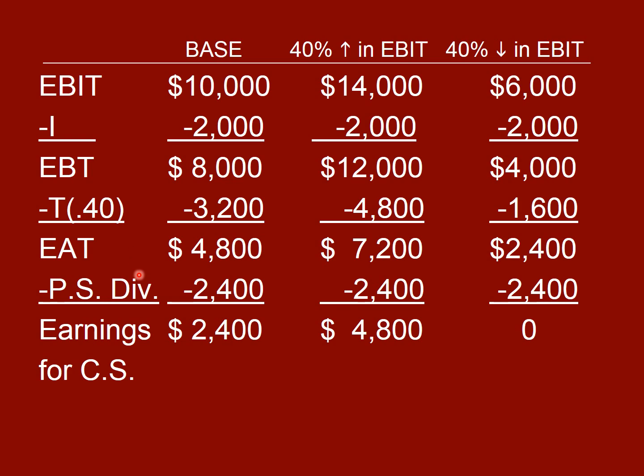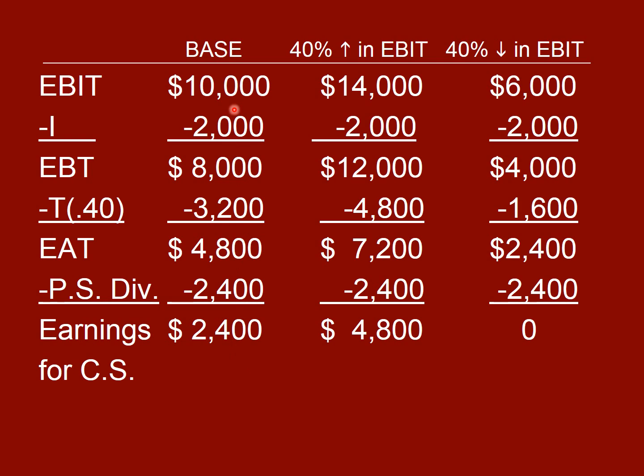Then we subtract our preferred stock dividends of $2,400, right? Because there were 600 shares at $4 per share, so we got preferred stock dividends of $2,400. Leaves us earnings available to common stockholders of $2,400. Okay. So now let's see what happens when there's a change.